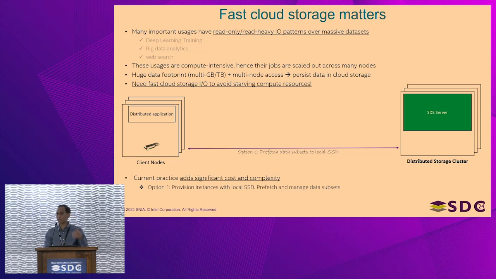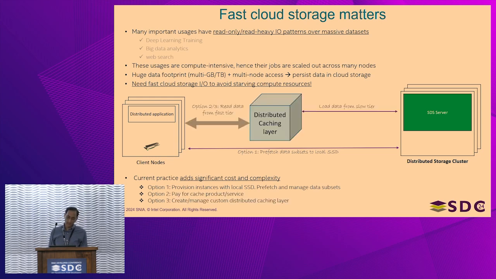Couple of issues with this. This means you need to provision instances with local SSDs. That adds cost. You're also fetching and managing subsets of data over the entire massive data set that you want to work on, which adds complexity. The other approach is where folks either pay for a cache service, or you create and manage a custom distributed caching layer, essentially for the same reason, right? You load the data from your slow cloud storage service into a caching layer, which can feed your compute resources faster.